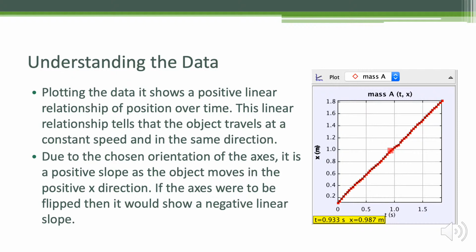Ultimately, it's very important to note that the linearity means that it was a constant velocity, and the positive slope means that it moved in the same positive direction.